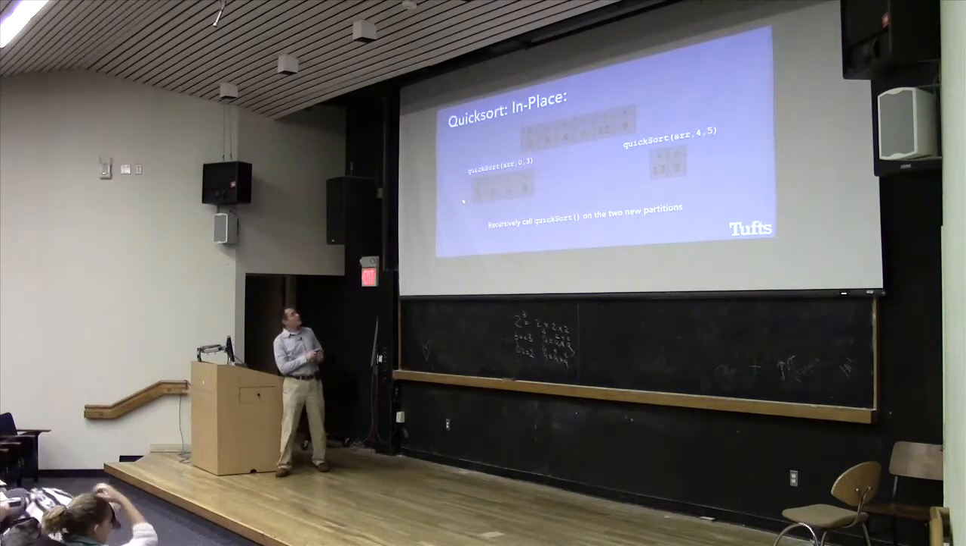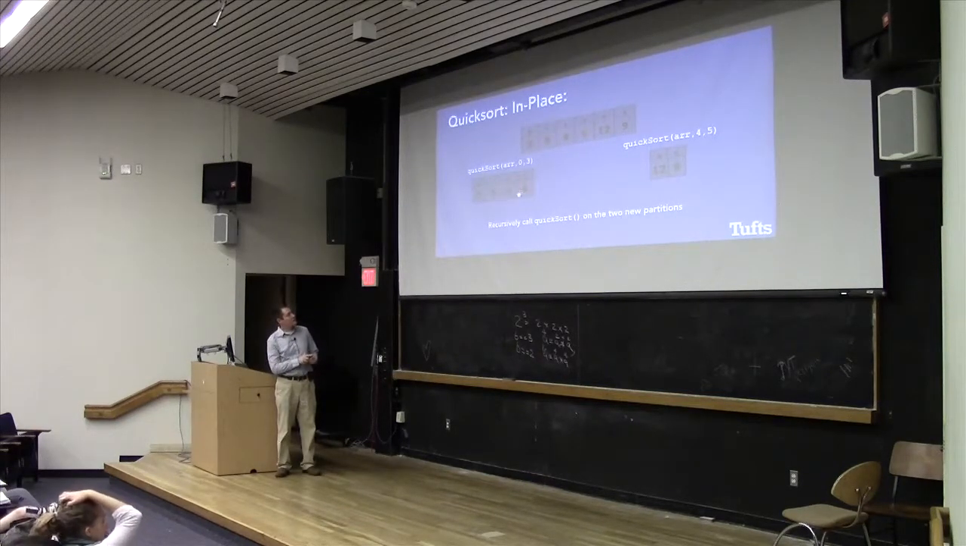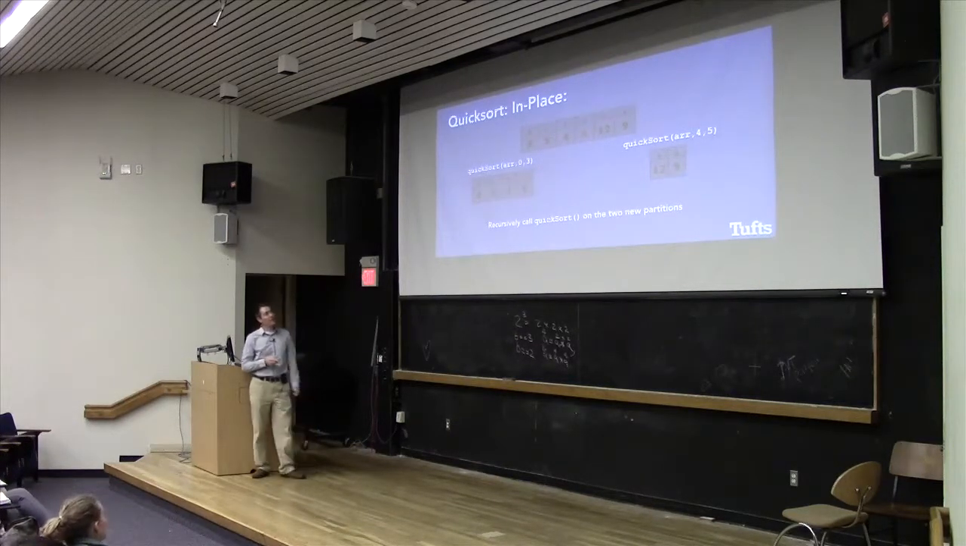You're going to say quicksort from 0 to 3, 0, 1, 2, 3. And then you're going to go quicksort 4 and 5. That's breaking it up into this piece and this piece. Yeah, Jason. Why do you need to include 6? Yeah, you probably don't need to include 6. It might be a little faster if you don't.